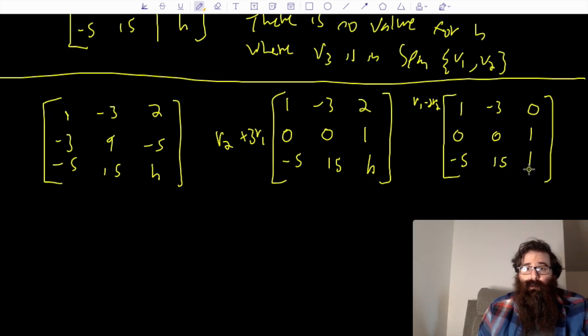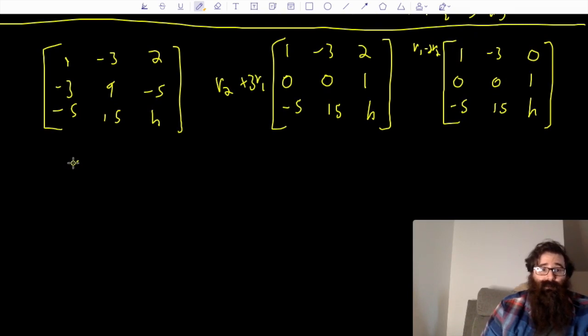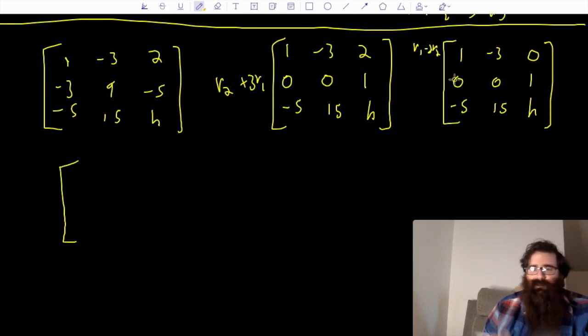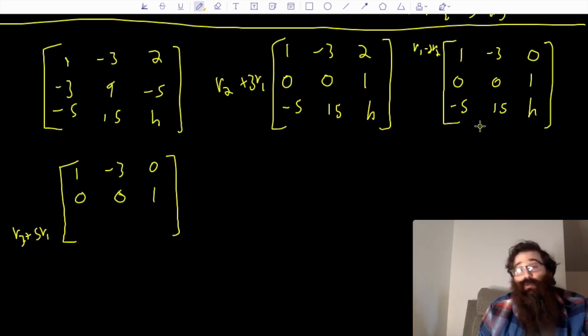And now, can't avoid it forever, but I should consider working in row 3. There's really nothing to be afraid of. We're all here together. We'll stick together. I'm going to replace row 3 with row 3 plus 5 times row 1. Let me rewrite rows 1 and 2. And remember, I'm augmenting this with the 0 vector. I just don't have to necessarily show that to get through the work. You can, though. -5 plus 5 times 1 gives me 0. 15 plus 5 times negative 3, that's 15 plus negative 15, gives me 0. And h plus 5 times 0 gives me h.